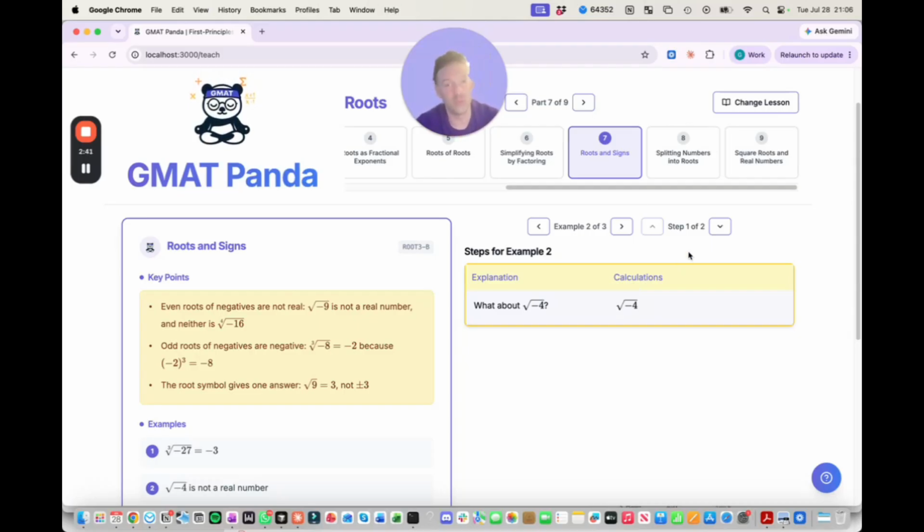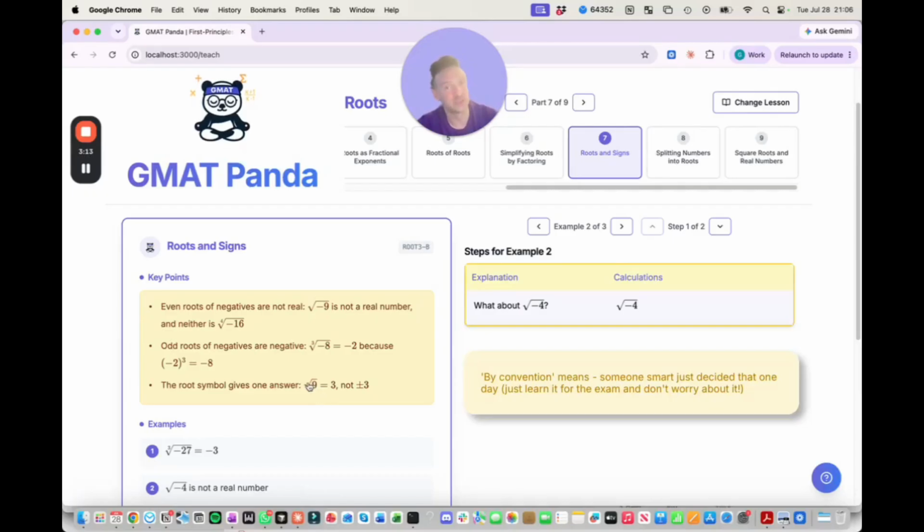Now, one question that you may or may not be asking yourself is, when I have a positive number in a square root, for example, square root of 9, I could get that by doing plus 3 times plus 3 equals 9, but I could also do minus 3 times minus 3 equals plus 9. So which one is it? Well, by convention, square root of 9 is 3, and it's not minus 3.